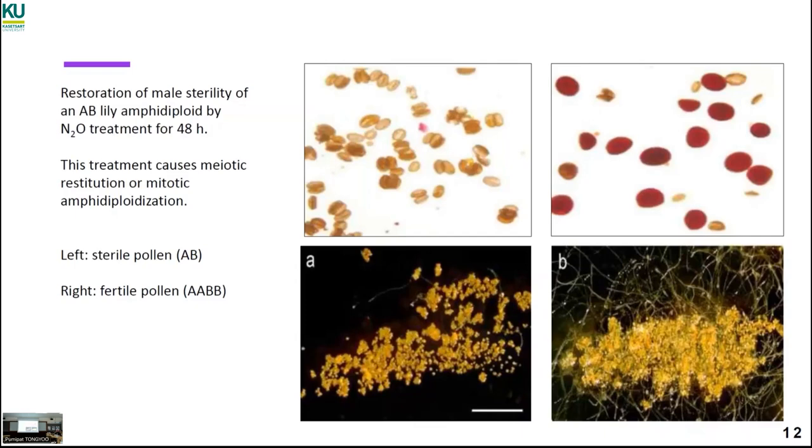There are many more chemical treatments that you can do. You can also do it with a heat shock. That is also possible. And there are several genes that are known to cause meiotic restitution. So people know there are a lot of different mechanisms. I don't know, Professor, if you're going to talk about ways to induce unreduced gametes. But anyway, it's good for you to know that there are many ways to do this artificially.